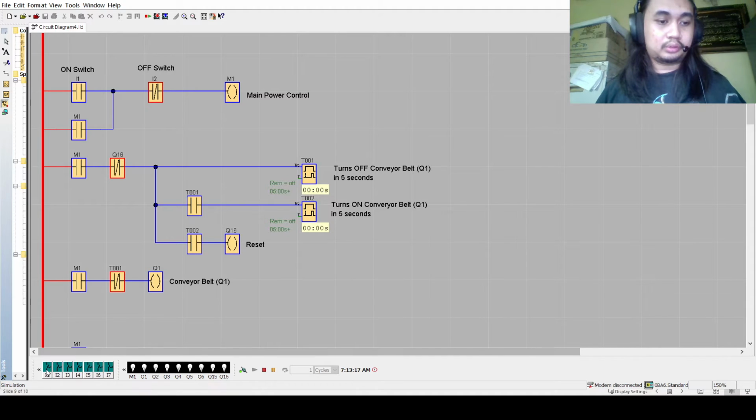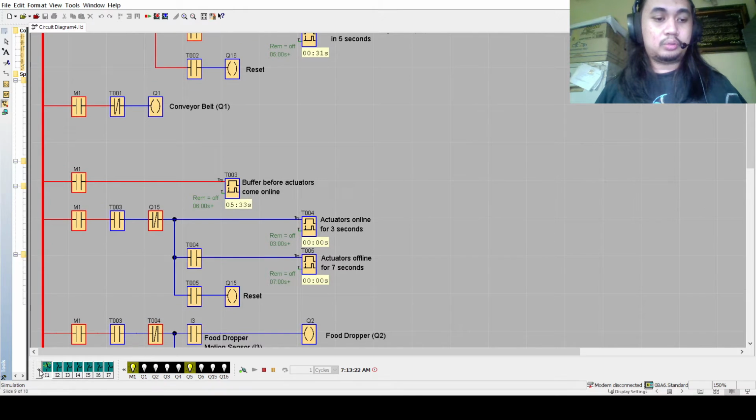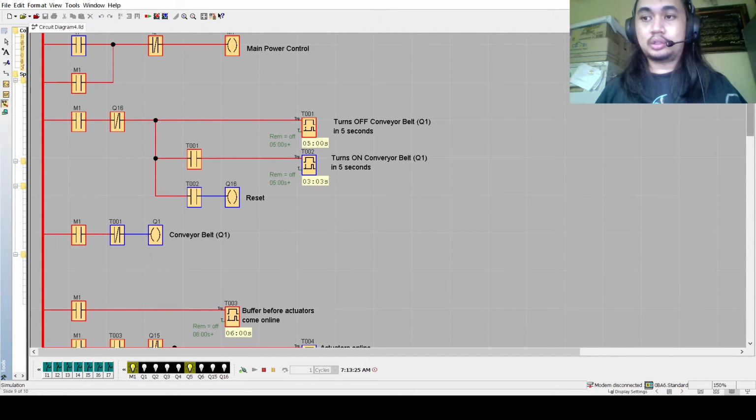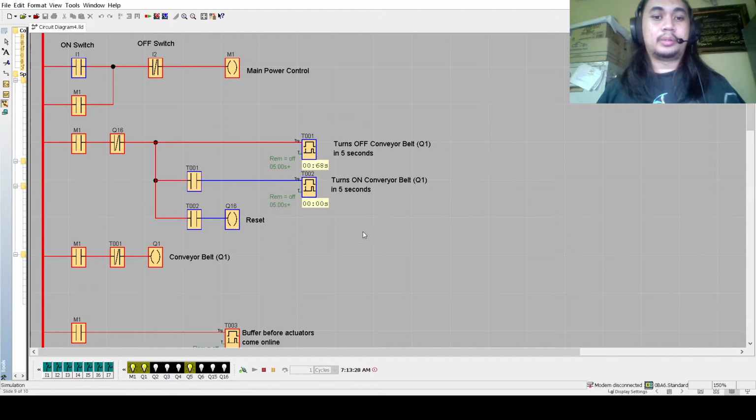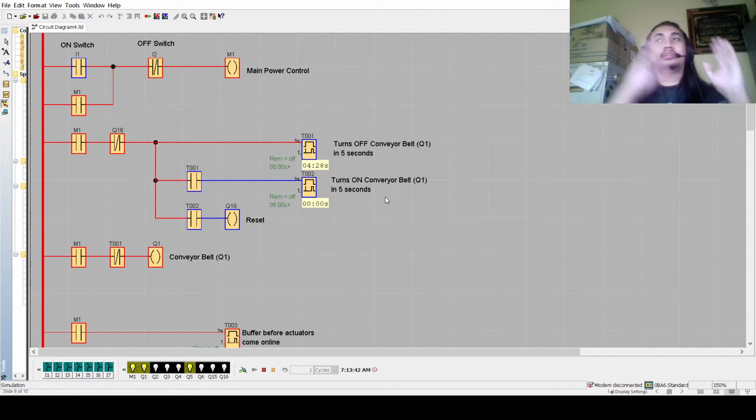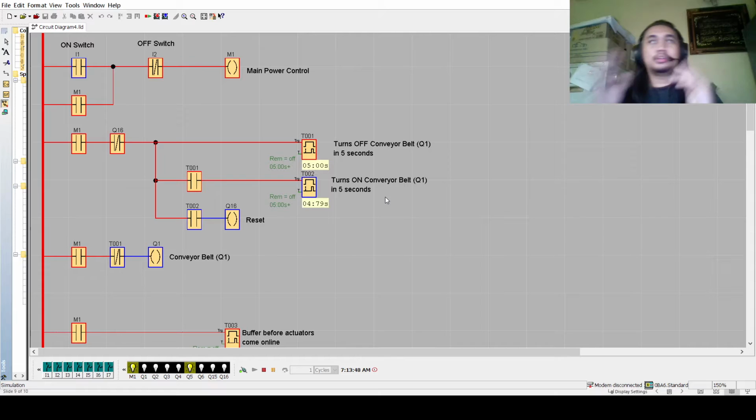So first things first, you turn on the power, which powers up memory 1, which powers every one of these systems. So we can start off with the conveyor belt. The conveyor belt starts off. As you can see, it turns off conveyor belt in 5 seconds and turns on conveyor belt in 5 seconds, meaning that the conveyor belt moves for 5 seconds, and then for 5 seconds it just stands still, and then it moves for another 5 seconds. So it's a constant rate of moving on the conveyor belt. This way we can get a constant rate of cans moving on the production line.